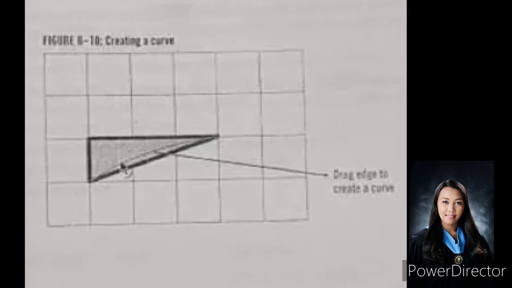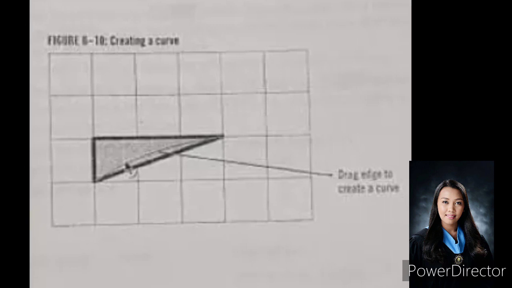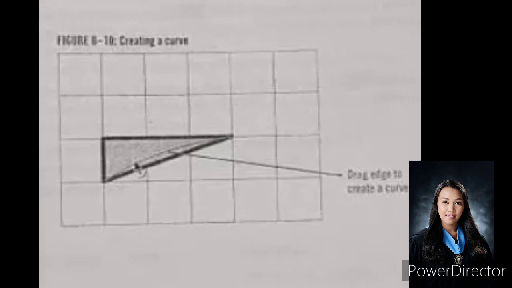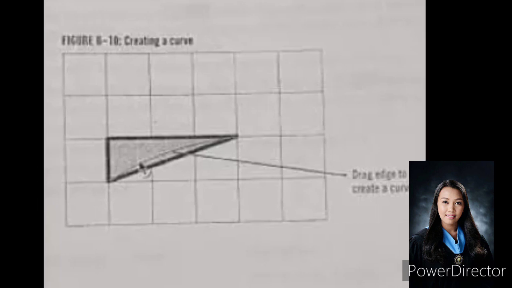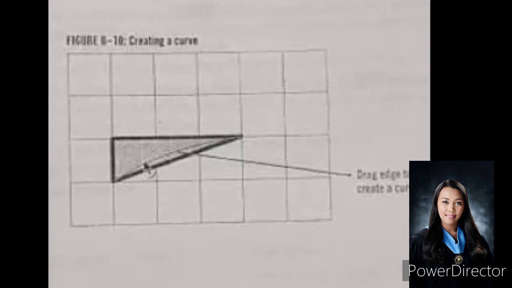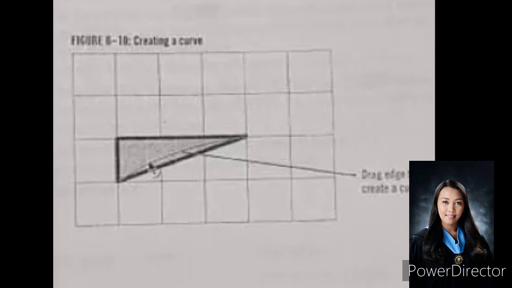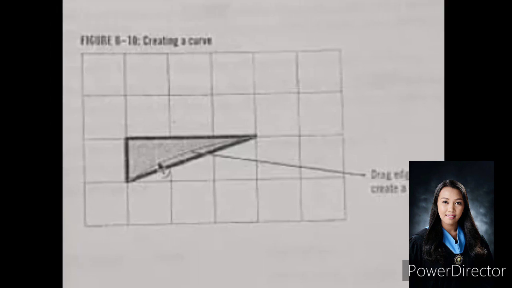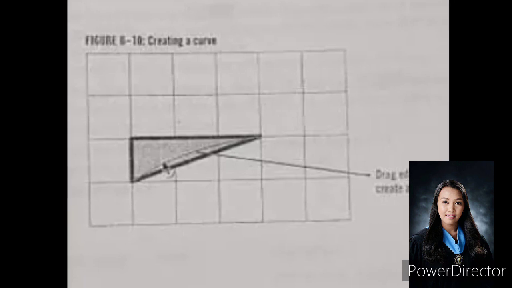Number 4. Move the mouse pointer over the bottom edge of the triangle until the curved pointer appears. Trouble: if the curved pointer is not visible as you point to the edge of the triangle, redo step 3 to create a perfectly straight line.